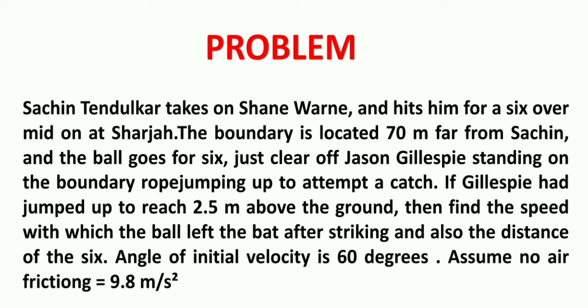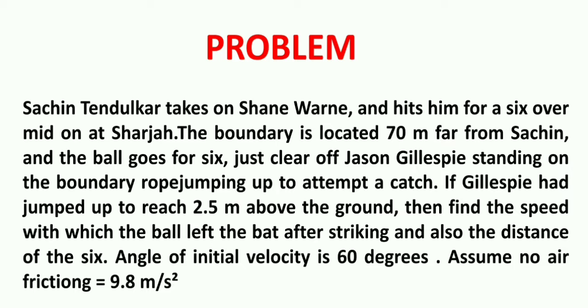Sachin Tendulkar takes on Shane Warne and hits him for a 6 over mid-on at Sharjah. Sharjah is the name of the ground. The boundary is located 70 meters far from Sachin and the ball goes for 6, just clear of Jason Gillespie standing on the boundary rope, jumping up to attempt a catch.